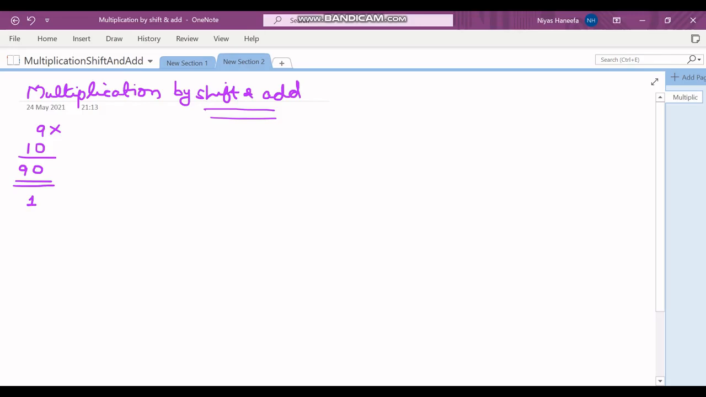64 plus 16 is 80, 80 plus 8 is 88, plus 2 is 90. So the bits are 1, 2, 4, 8. So 2 plus 8 is 10, plus 16 is 26, 32 is not there, 64 gives 90. So 1, 2, 3, 4, 5, 6, 7. I will put a 0 also in between. This is the result we should get.